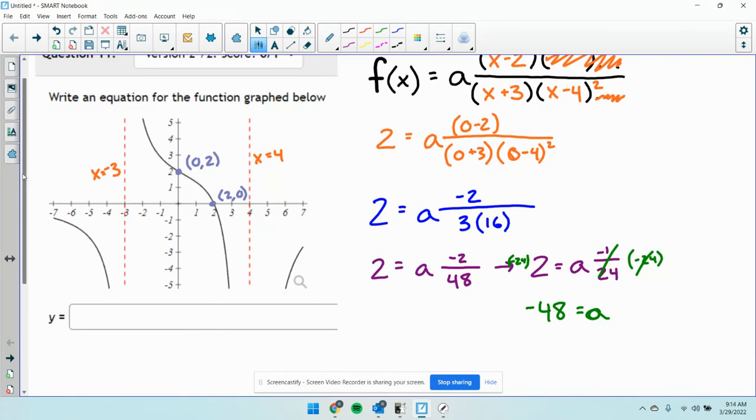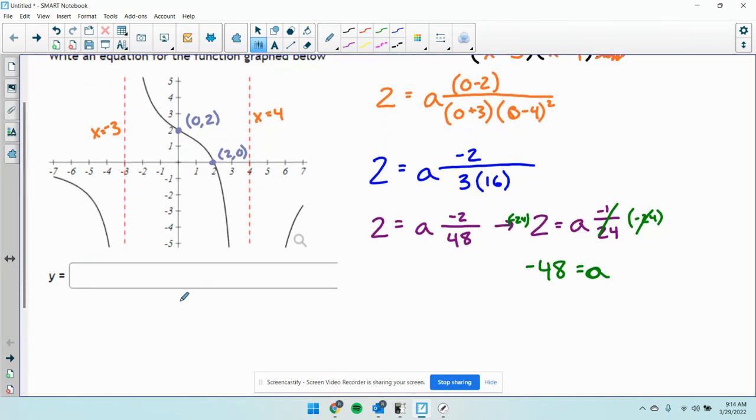So I'm just going to rewrite my function. I won't be able to fit it in the box, but this is going to be f of x, or y, they use y, is going to be -48 times x minus 2 over x plus 3 times x minus 4 squared. And that's it.